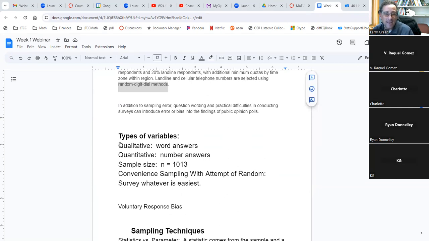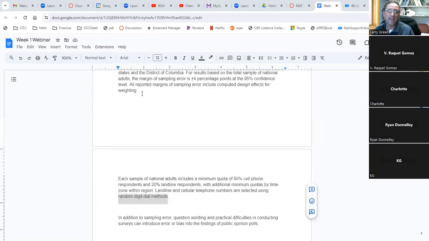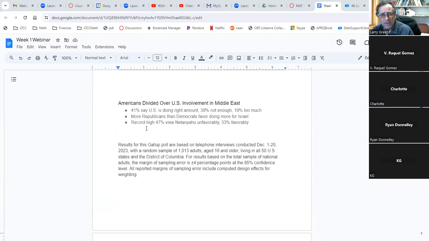If we look at this one again, a few things to look at in our Gallup survey. If you look at the survey question, let's look at the answer to the survey question. The survey question they might have asked is: do you think that the United States' involvement in the Middle East is about the right amount, not enough, or too much? Okay, put in the chat box what you think. See if you can answer the survey question.